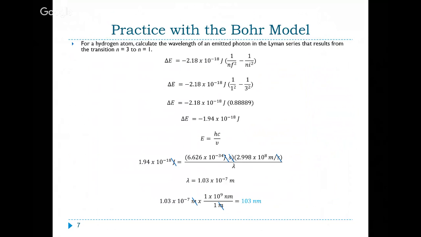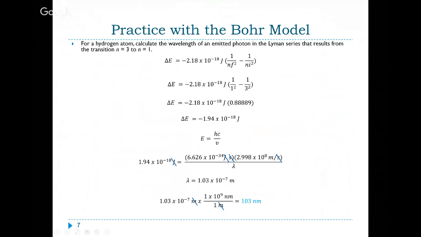So for the hydrogen atom, calculate the wavelength of an emitted photon in the Lyman series that results from the transition n equals 3 to n equals 1. So we have our equation here. We're recognizing that we're going from and to. So our initial is n equals 3, our final is n equals 1. So we have the 1 here and the 3 here.